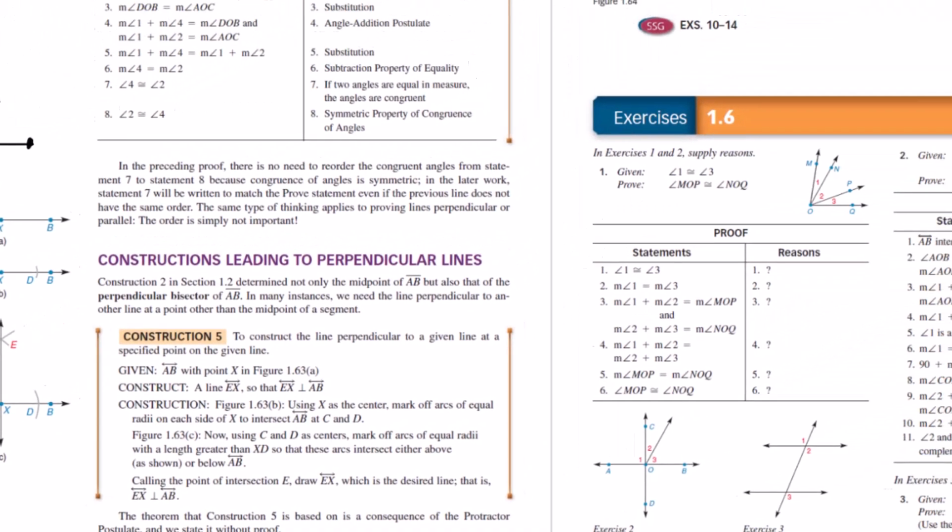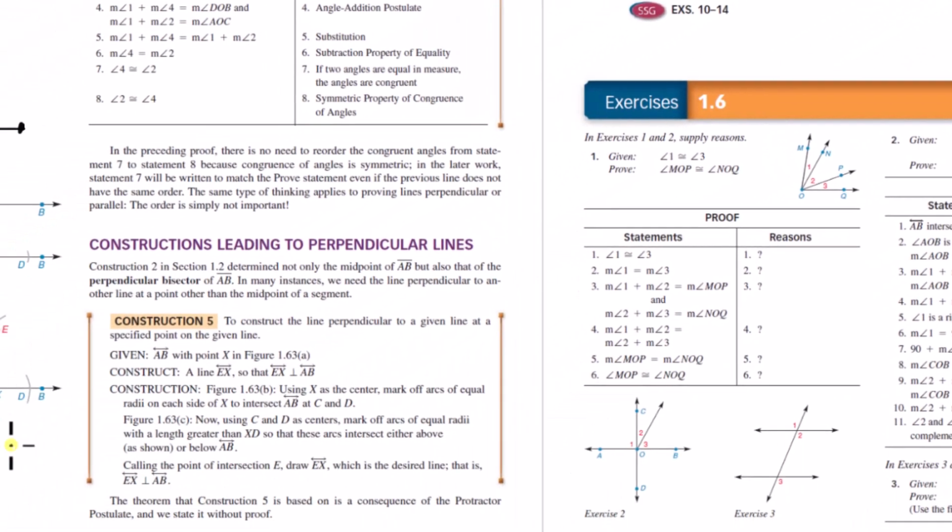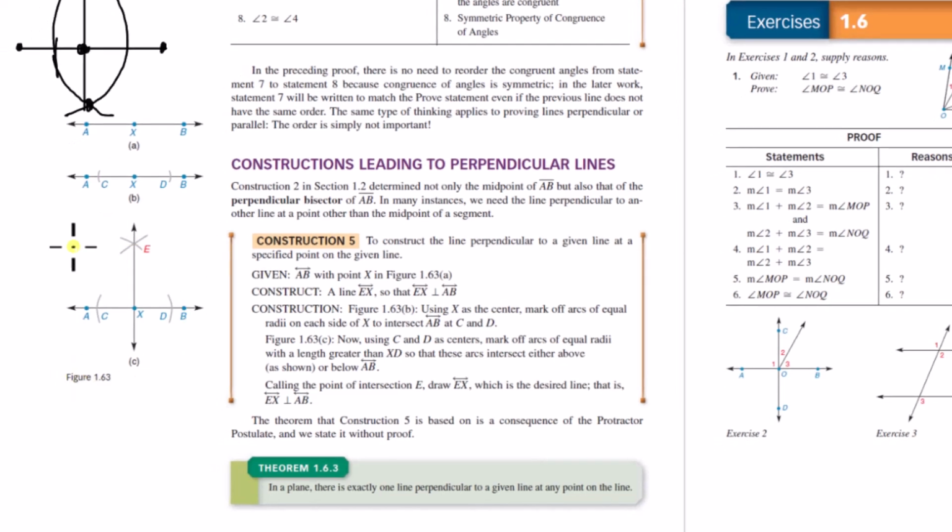Okay, let's see. Construction 2, which was used to locate the midpoint of a line segment, that's what we just talked about, is also the method for constructing the perpendicular bisector of a line segment. Yeah, so what we just learned in construction 5 was how to construct any perpendicular. X over here wasn't necessarily the midpoint of the line segment. It didn't matter. We could have made it wherever we want, just as long as the only requirement was that these radiuses were equal. We could have picked point X to be wherever we want, and done the same process.